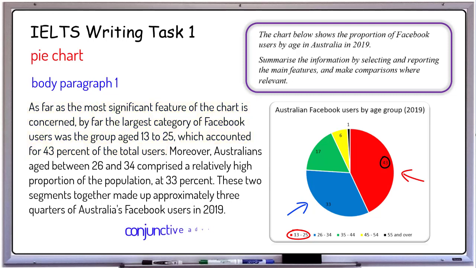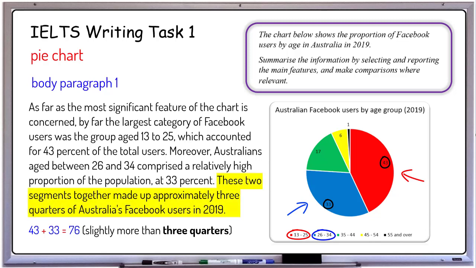Then, using the conjunctive adverb moreover, I made an addition link between these two large sections. I wrote, moreover, Australians aged between 26 and 34 comprised a relatively high proportion of the population at 33%. Adding up the two numbers, I made sure a better picture is provided of the two segments together. Accordingly, I wrote, these two segments together made up approximately 3/4 of Australia's Facebook users in 2019.